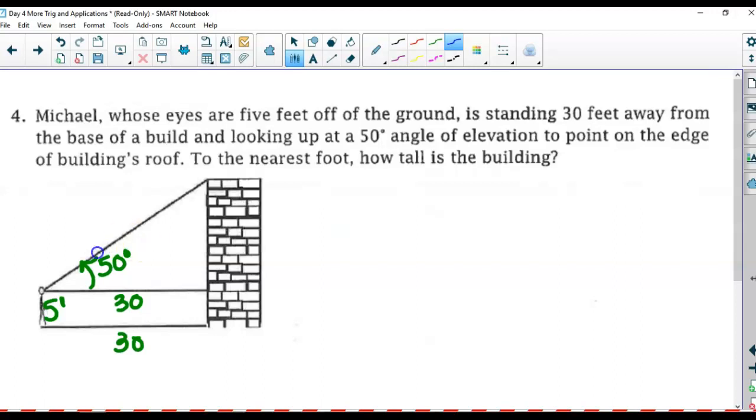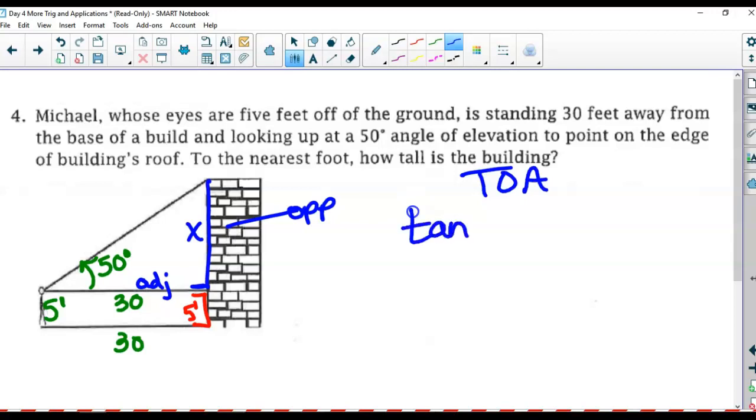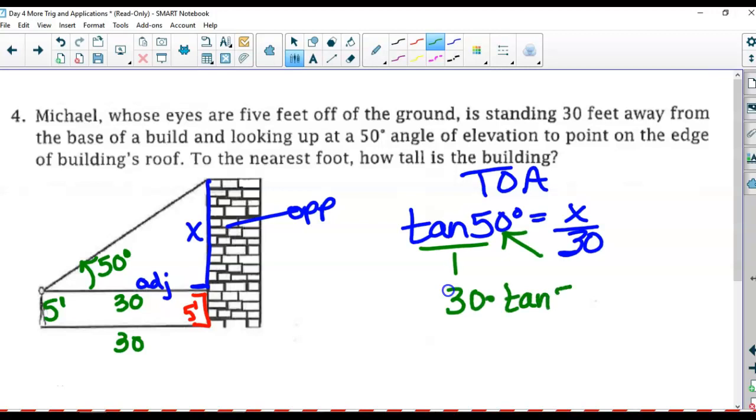All right, so we're trying to find this distance, but when we find that blue distance right there, we're going to have to add on this little 5 feet down here for his height. So x is going to be called opposite of the angle, and this 30 feet down here is adjacent, so that would be tangent, TOA. The tangent of 50 degrees equals x opposite over 30 feet adjacent. Then because they're across, we can just multiply 30 times the tangent of 50.